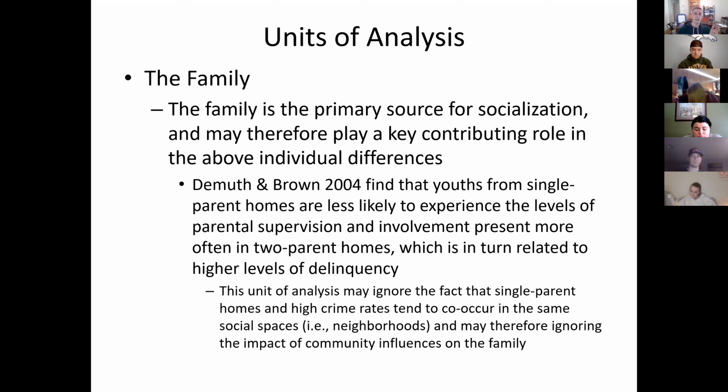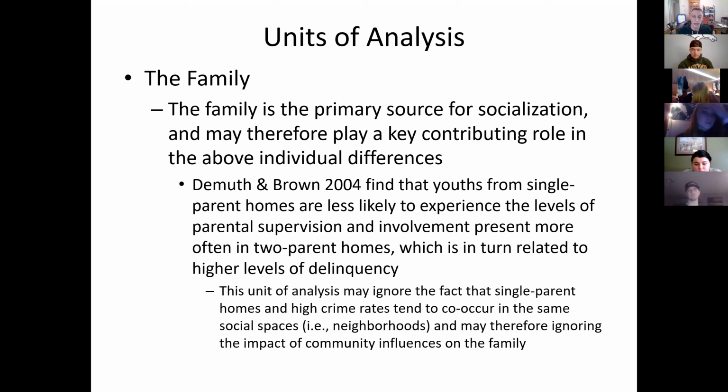But if you look at the family, where that's your focus, we're going to focus on the family, this unit of analysis may ignore the fact that single parent homes and high crime rates tend to co-occur in the same social spaces. Just like poverty and crime co-occur in the same social space, single parent homes and crime co-occur in the same social spaces, like in neighborhoods.